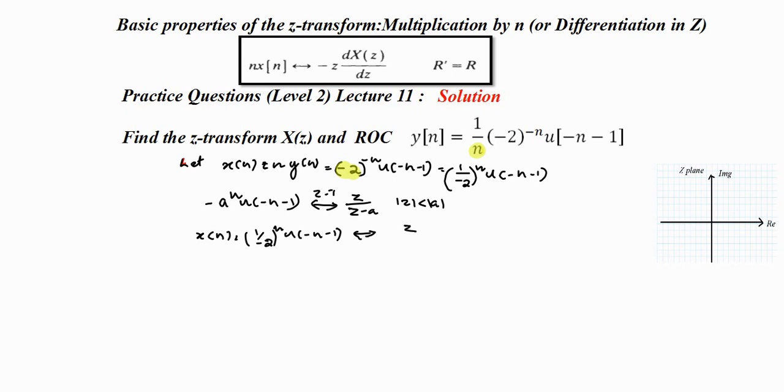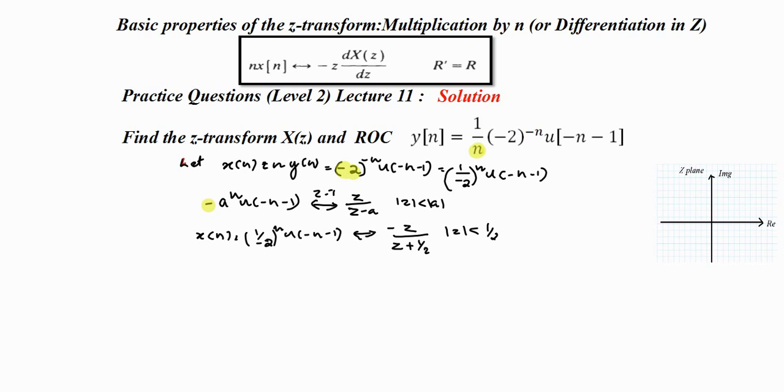z by z minus 1 by minus 2, so it becomes plus. And you can see that in the standard form there is a minus sign, but there is no minus here, so it becomes minus. And the modulus of z less than 1 by 2. Okay, you can write like this.